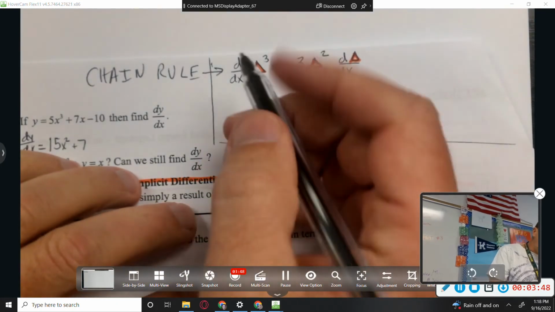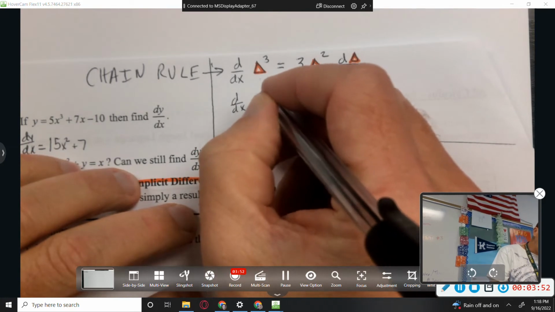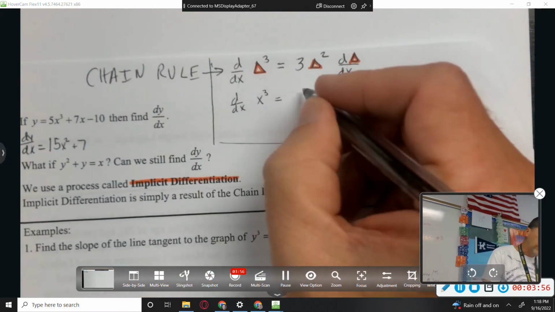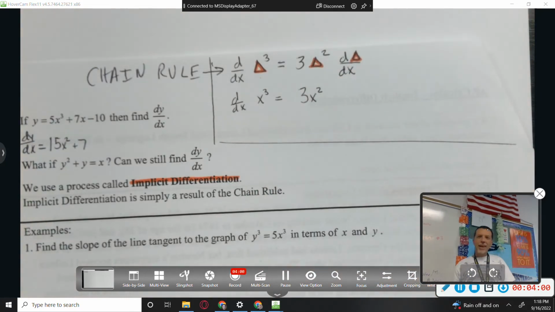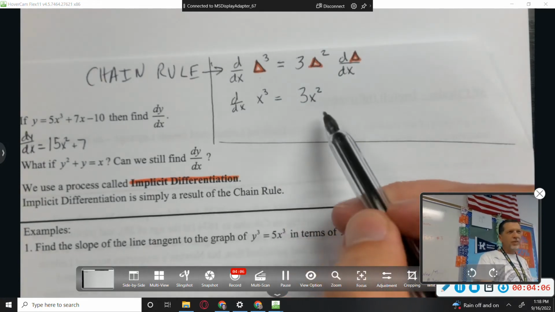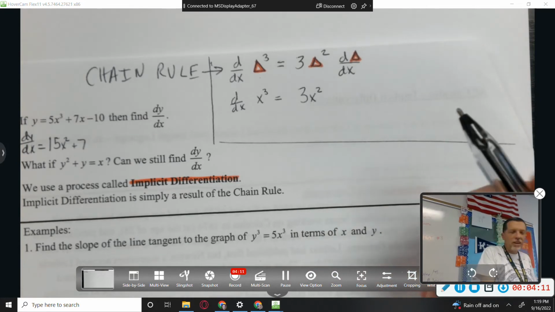So that's the power rule. Usually we use it for something easy like x cubed. So that would be 3x squared. And we usually don't even write the last piece because it would be the derivative of x with respect to x, and that would be 1, so we don't really write that out.